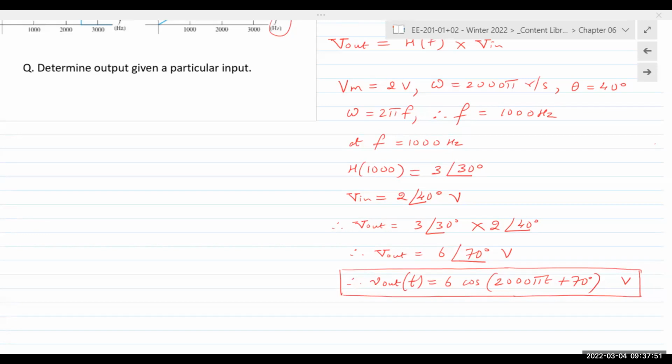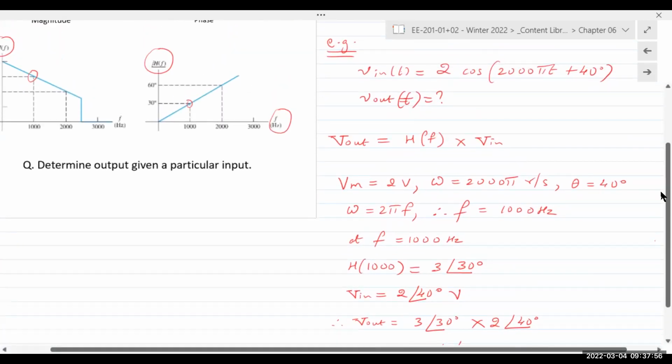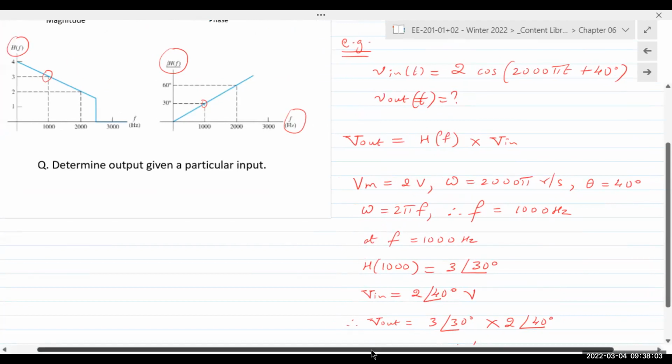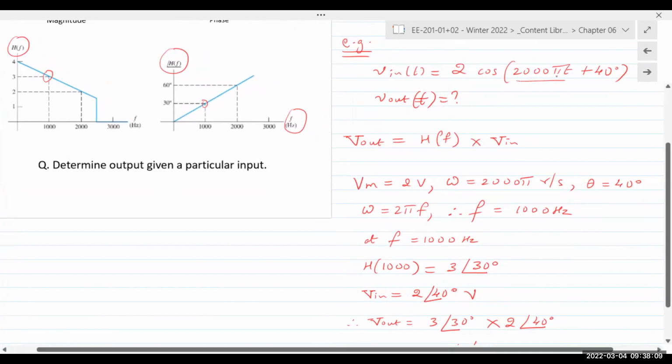So again, to recap, when you're faced with such a question, a graphical representation of H of f, we take a look at the frequency that we need to find. If we need to find V out of t, when V in of t has an omega of 2000 pi, that gives us f at 1000 hertz. At 1000 hertz, the magnitude of H of f is 3, phase is 30 degrees. So we can write H of 1000 as 3 angle 30.